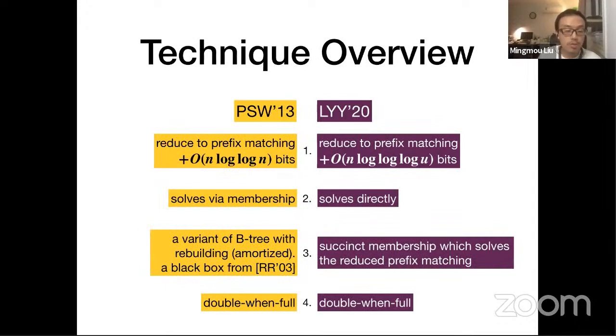Now, the technique overview. We solve the filters by reducing it to a problem named prefix matching. With a simple observation, our reduction introduces at most O(n) log U bits of redundancy. To solve the prefix matching problem, we present a succinct membership data structure. It turns out that our data structure solves the reduced prefix matching. After the reduction, we apply the standard double-when-full method to reduce it to a succinct data structure with capacity.